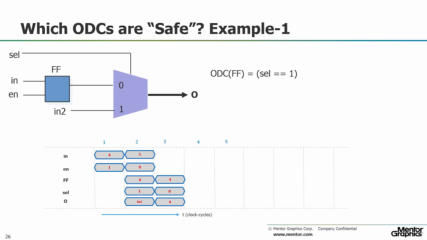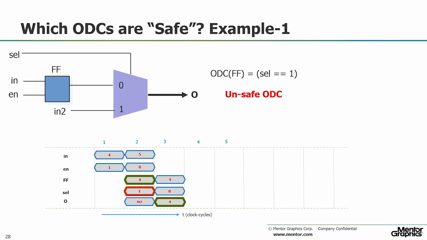Now, in the clock cycle 2, as the value of the signal cell is 1, the ODC for register FF becomes true. But still, the value at the output of the register FF in cycle 2, which is 4, is visible at the design output in a future cycle 3. If we use this ODC condition to shut off the write of value 4 on the register in cycle 1, it would result in a functionally wrong behavior. Hence, this is an unsafe ODC to be used.